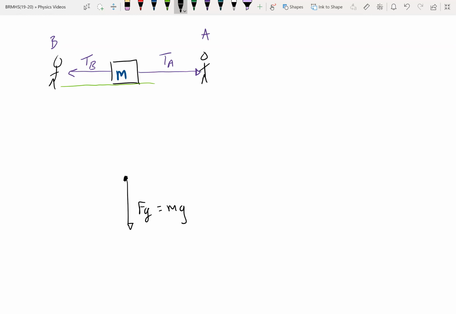The box is on the surface of the ground in green, so that's a surface. It's in contact with the object. That means we have a normal force. So the normal force, remember, is always perpendicular to the surface. Perpendicular to the surface is going to be vertical here, or perpendicular to the green line, the ground. So I've got normal force right there.